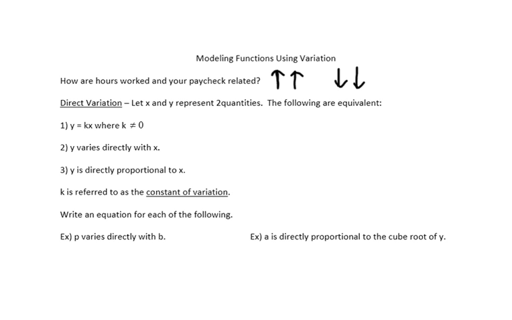So let's write an equation for each of the following. P varies directly with B. So that's going to be P equal to, do not forget your constant of variation for these problems, so k times B. A is directly proportional to the cube root of y. Well, A equal to constant of variation times cube root of y.